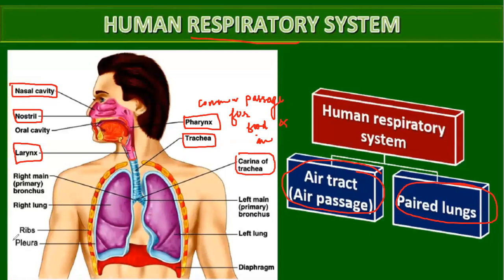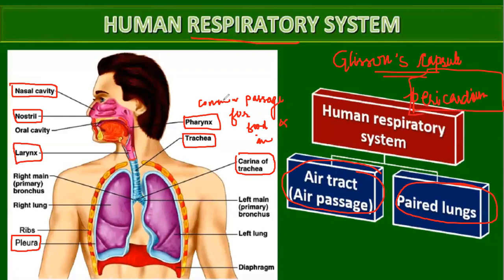The lungs are protected by an outer covering known as pleura. What is the outer covering of the liver? The outer covering of the liver is known as Glisson's capsule. It was a question for today's morning Menti quest, right? And what is the outer covering of the heart? The outer covering of the heart is the pericardium.